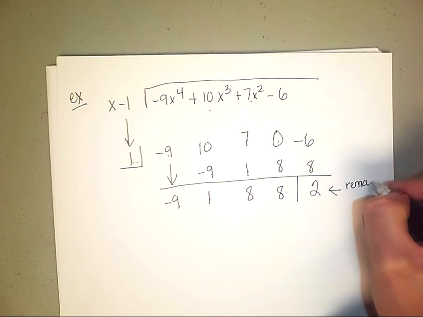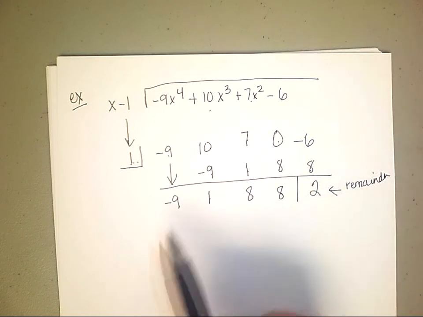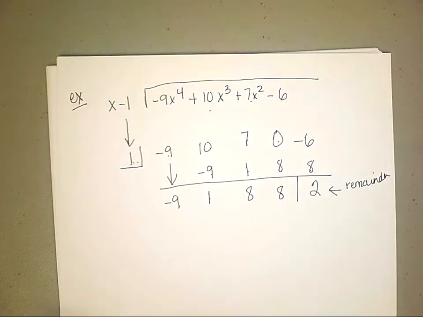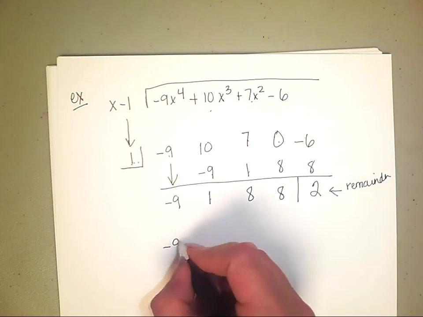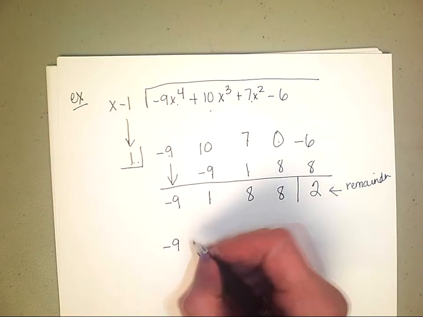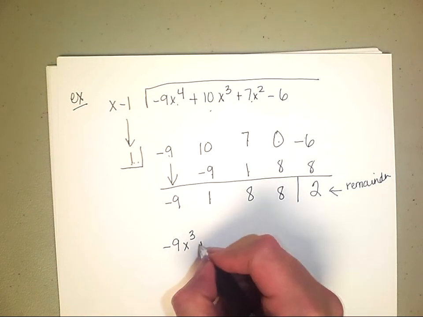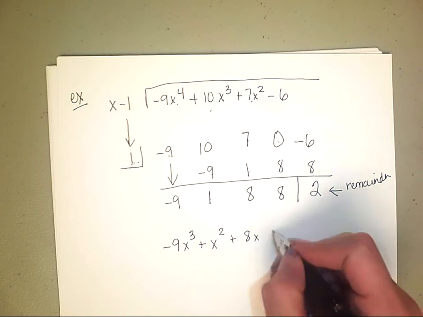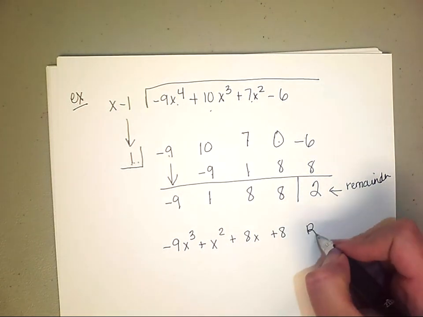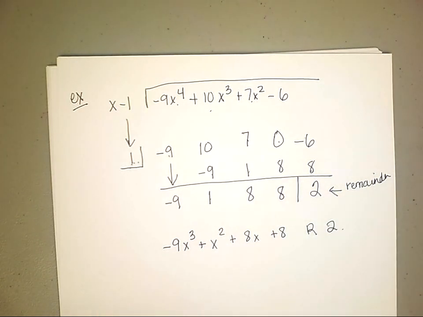This remainder is not 0, so x minus 1 is not a factor of this. But it does go into this whole thing. Now this is x to the 4th, so this has to be negative 9x cubed plus x squared plus 8x plus 8 with a remainder of 2.